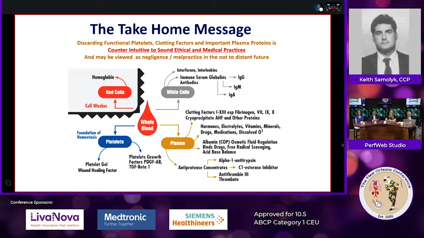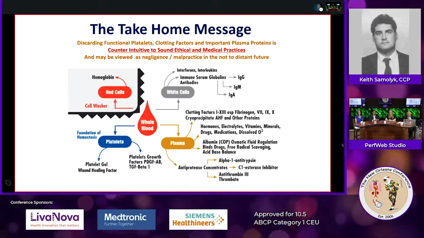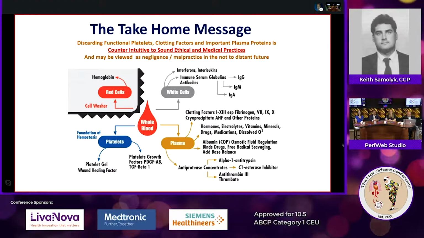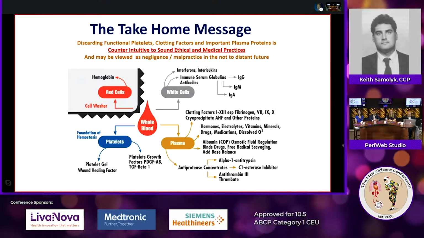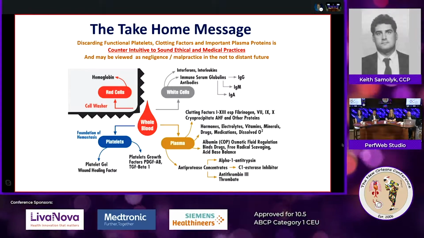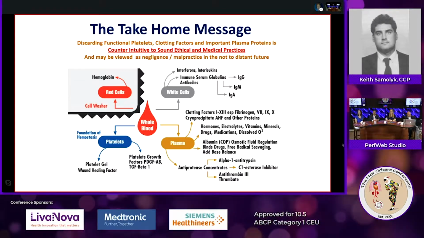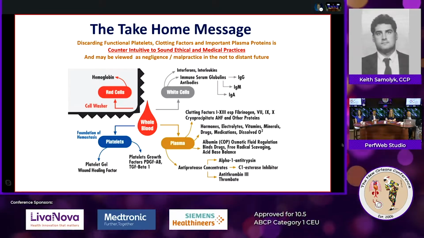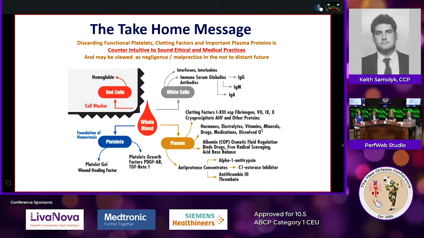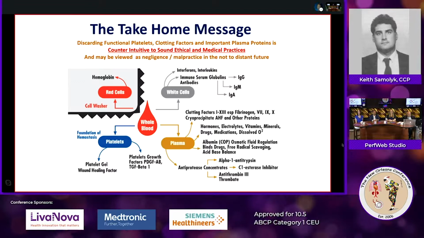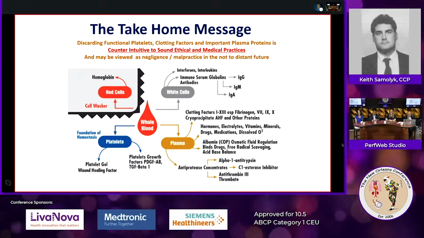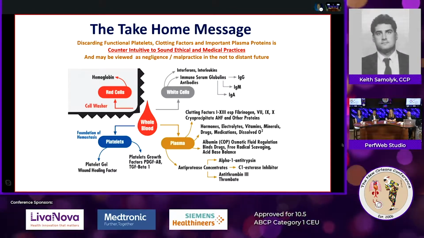So the take-home messages, there's a couple, but this is the big one. Discarding functional platelets, clotting factors, and important plasma proteins is counterintuitive to sound ethical and medical practices. It may not be viewed as negligent right now or as malpractice, but that's only a matter of time. We live in a very litigious society. It'll only take one JW patient that got blood products, and they're going to say, did you do everything you could? And they're going to say, well, we could have done this. You can see where this could potentially go. So you want to save as much autologous blood as you possibly can and not discard it.